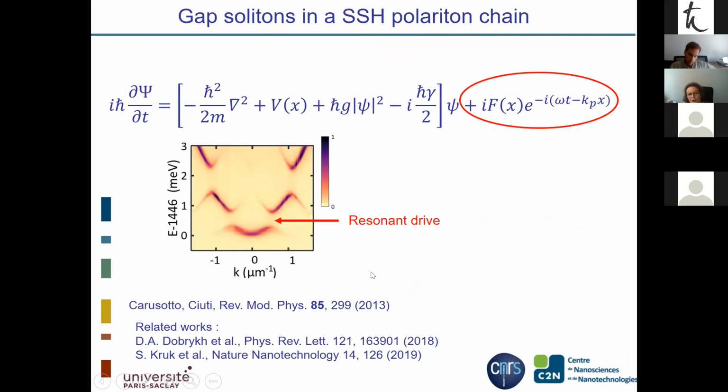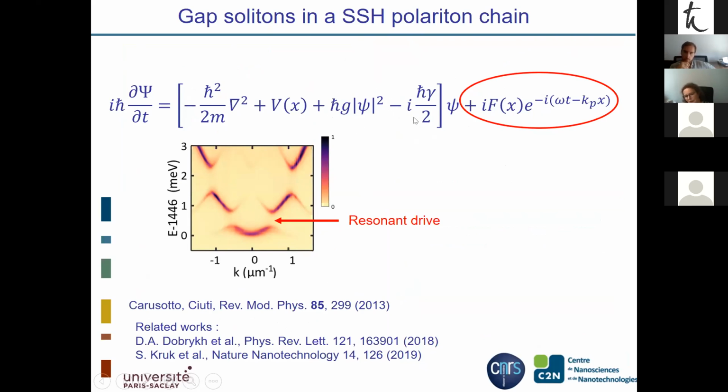So what I want to address here is how we can trigger solitons and look at nonlinear physics. So how do we do that? What we are going to do is to resonantly drive the system. So you have to imagine that the system is going to be described by this nonlinear Schrödinger equation, where psi is the intensity of the amplitude of your polariton field. What you see is that we include the Kerr nonlinearity here in this nonlinear term.